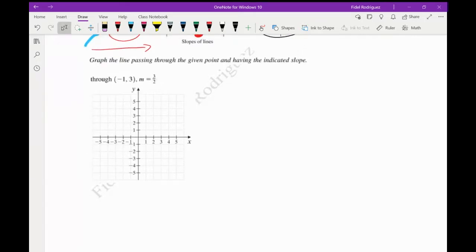And so for this next problem that I have over here, it just says graph the line passing through the given point and having the indicated slope. So remember, first thing I'm going to do, y'all, I'm going to go ahead and plot this point. So the point -1 and 3 would be 1 to the left and up 3. Okay. And there's my starting point, right? Because that's the point that I know. And then since my slope is 3 over 2, I'm going to count 3 spaces up. 1, 2, 3, and over 1, 2. And there's my line, right?